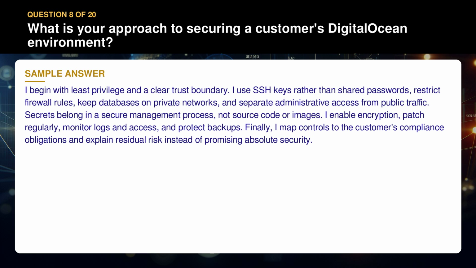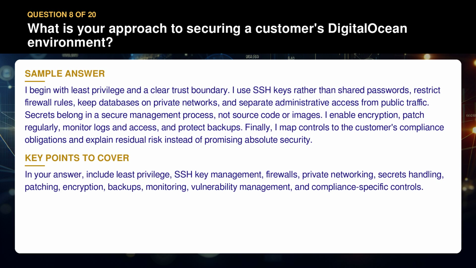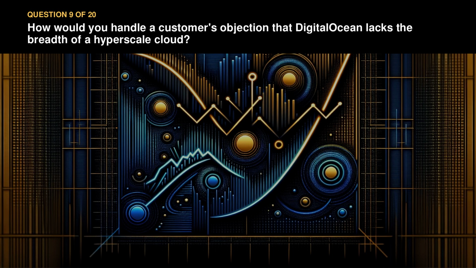I enable encryption, patch regularly, monitor logs and access, and protect backups. Finally, I map controls to the customer's compliance obligations and explain residual risk instead of promising absolute security. In your answer, include least privilege, SSH key management, firewalls, private networking, secrets handling, patching, encryption, backups, monitoring, vulnerability management, and compliance-specific controls.